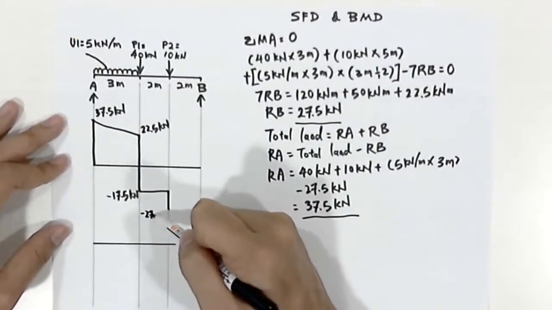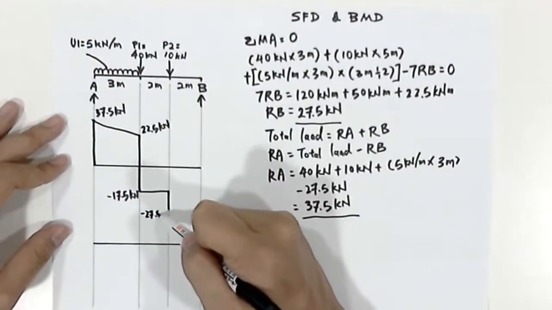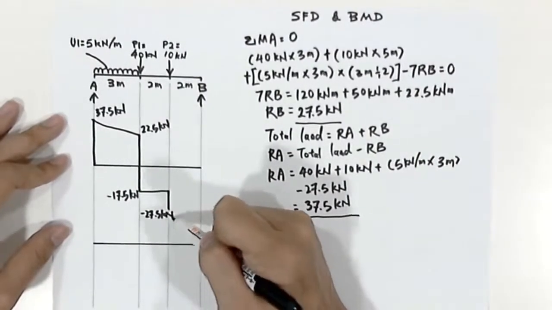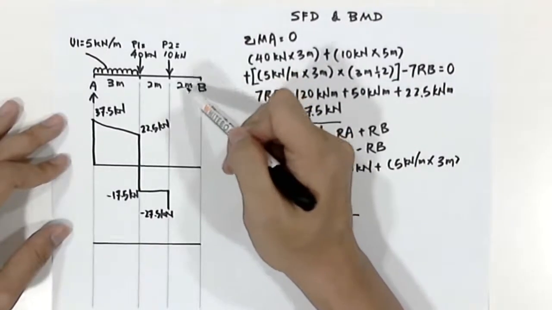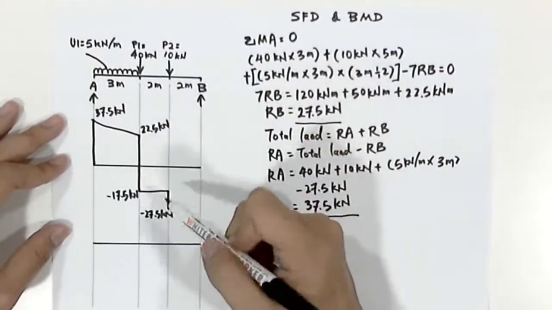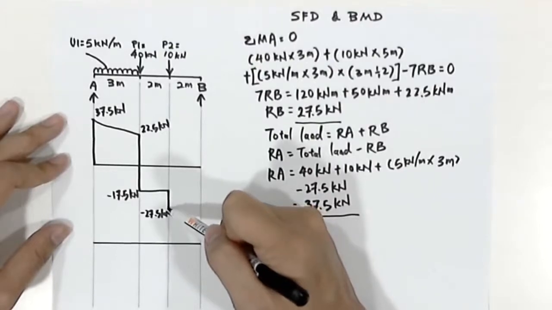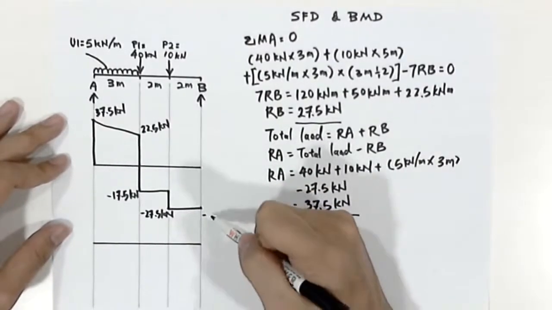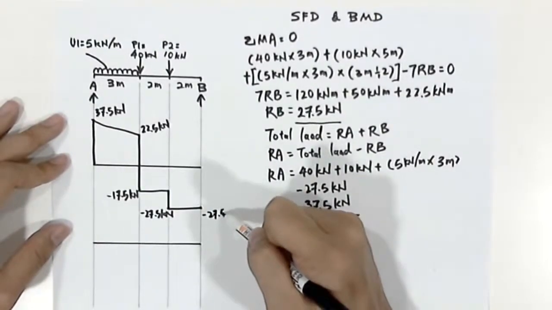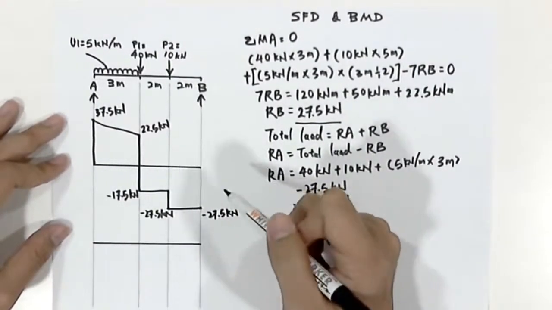So what we'll get here is negative 27.5 kilonewton. And again, there's no more loads acting on the last band. Therefore the shear force diagram stays the same, and it is still 27.5 kilonewton.